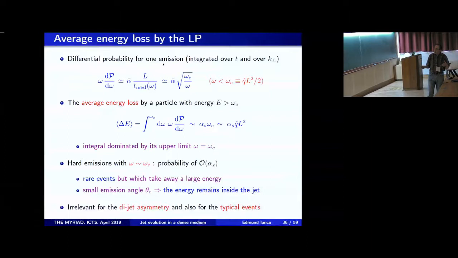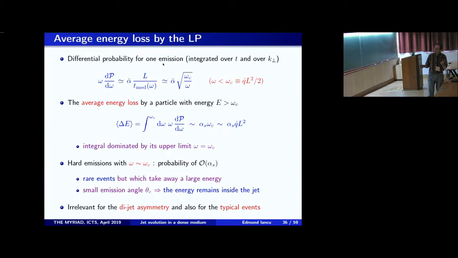It is the maximum energy loss possible times the factor of alpha s. Why the factor of alpha s? Because the average energy loss is dominated by the hardest emission, because it takes the highest energy, which is omega c. But these hard emissions, when omega is omega c, are very rare events. They have probability of order alpha bar. So in order to have a hard emission, I have to pay a price. So I do get an average energy which is controlled by the hardest emissions, but this occurs only with probability of order alpha s.